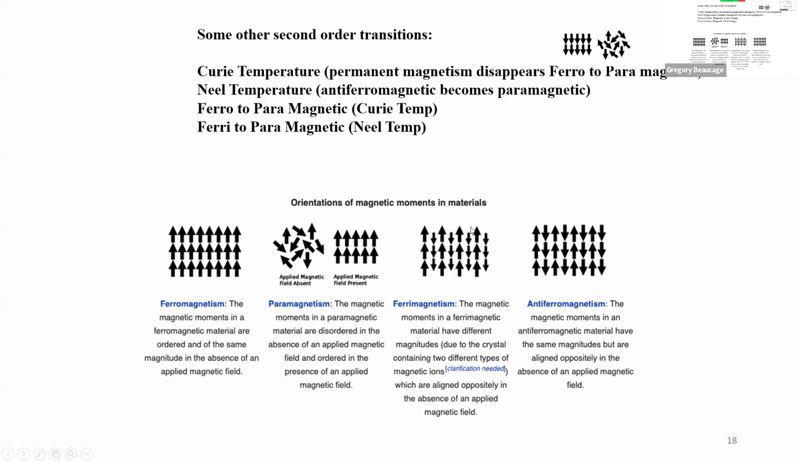So the Néel temperature is when you have an anti-ferromagnet, or a ferrimagnet, which is partly oriented. So if it wasn't a magnetic field, it was just charges, you have something like NaCl. Na would be plus, Cl is minus.